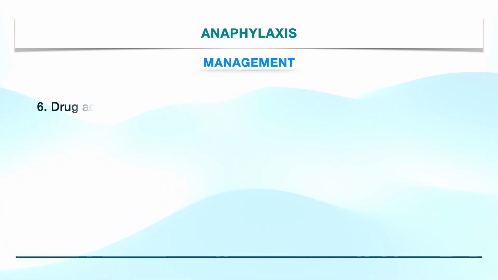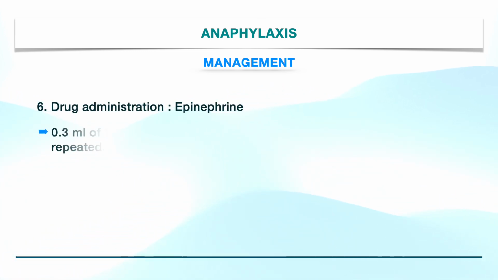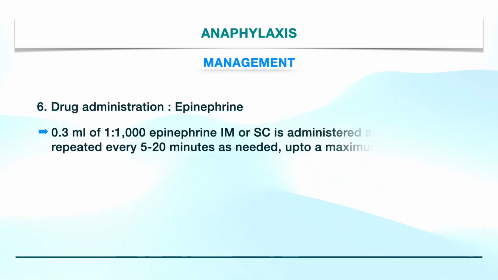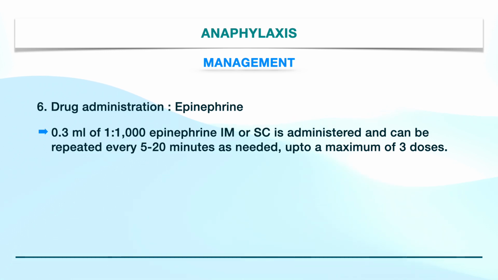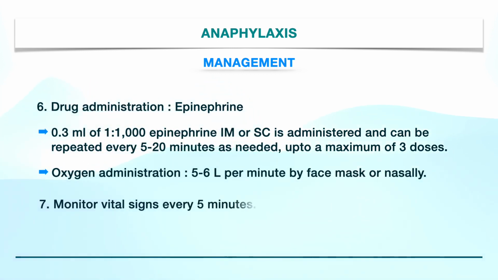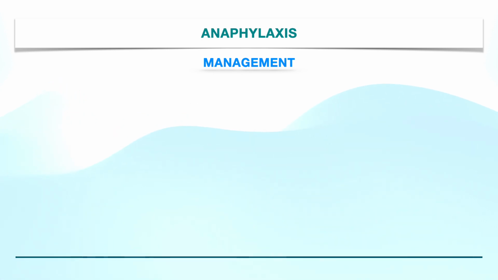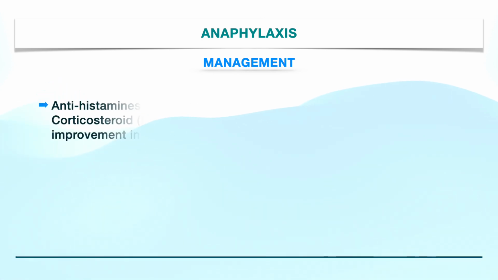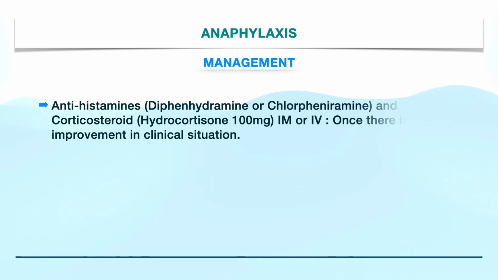0.3 ml of 1:1000 epinephrine, intramuscular or subcutaneous, is administered and can be repeated every 5 to 20 minutes as needed, up to a maximum of 3 doses. Oxygen is administered at a rate of 5 to 6 liters per minute by face mask or nasally. The vital signs are to be monitored every 5 minutes. Antihistamines and corticosteroids are recommended once there is improvement in patient's condition.